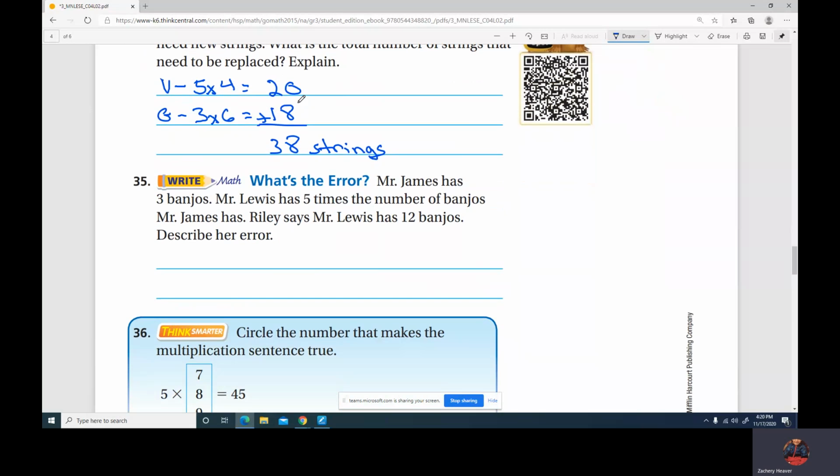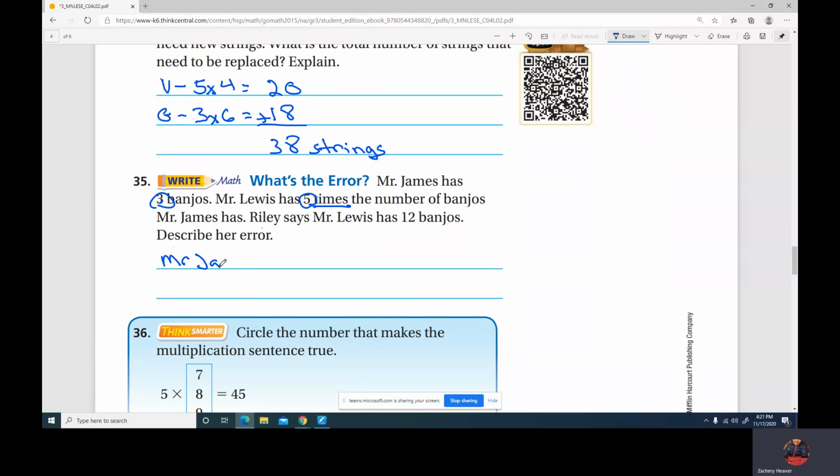What's the error? So there's a problem. There's an error in this problem. There's a mistake. Mr. James has 3 banjos. Mr. Lewis has 5 times the number of banjos that Mr. James has. Riley says Mr. Lewis has 12 banjos. Describe the error. So Mr. James has 3 banjos. And Mr. Lewis has 5 times the number.